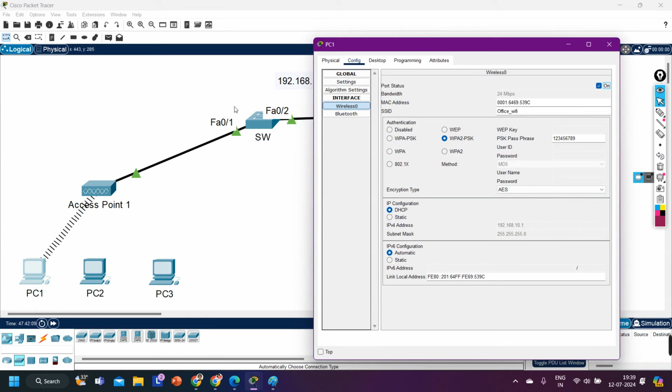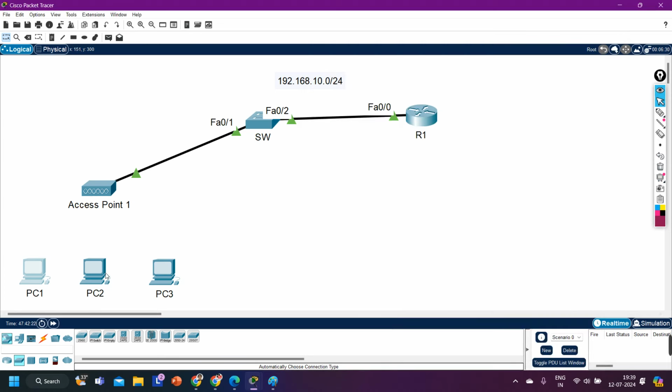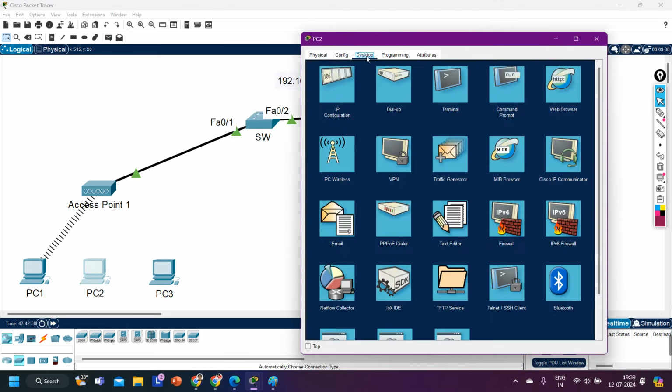And now you can see this machine has got the correct IP address from the DHCP server, right? The IP address of this client machine is 192.168.10.1. In the same way, if PC2 also wants to connect with this AP, what you need to do is define the SSID and password, right? You have to enter the SSID and password.